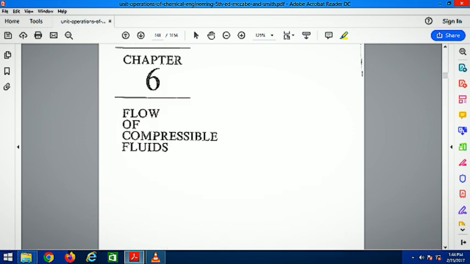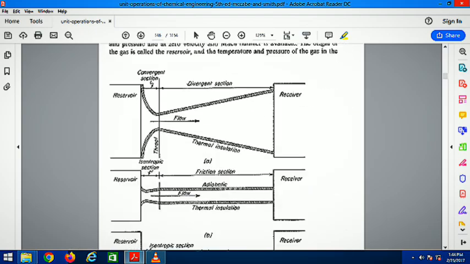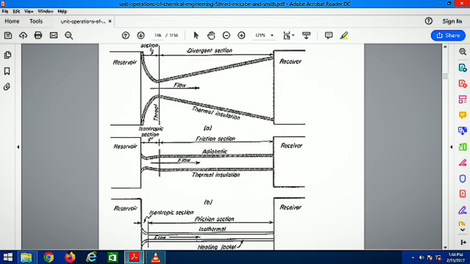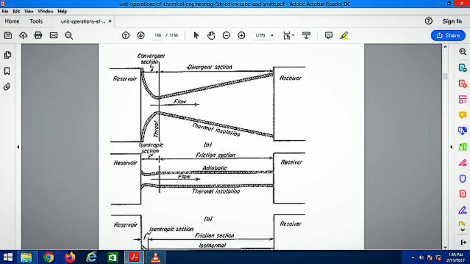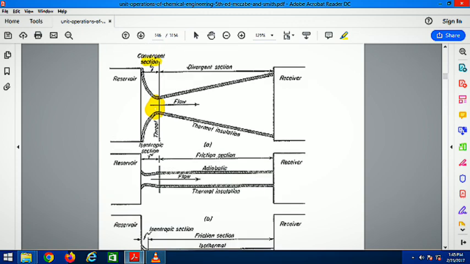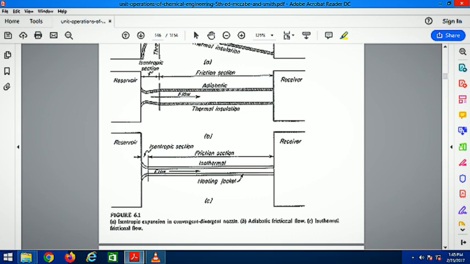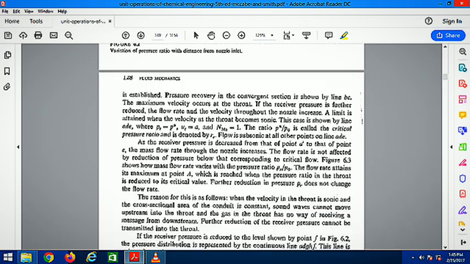And finally, if we move on to the next chapter, that is chapter 6, compressible fluids. Here the main topics are actually these three cases. One, when there is a nozzle, a divergent section, and the convergent section. Second, adiabatic and thermal insulation. And lastly, we are heating and there is a friction section.